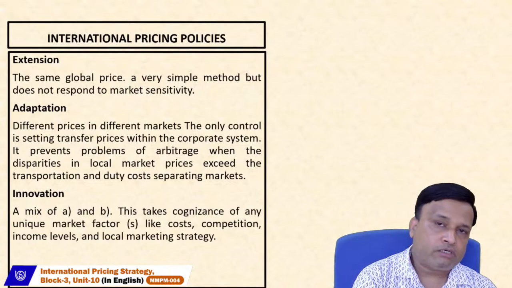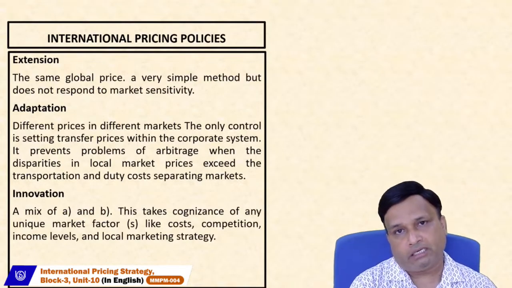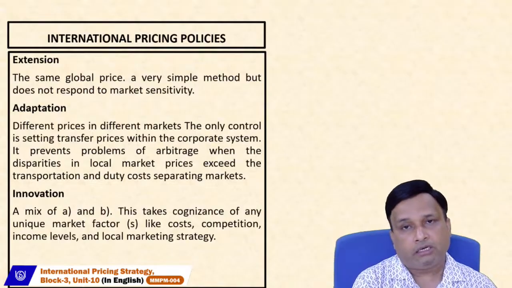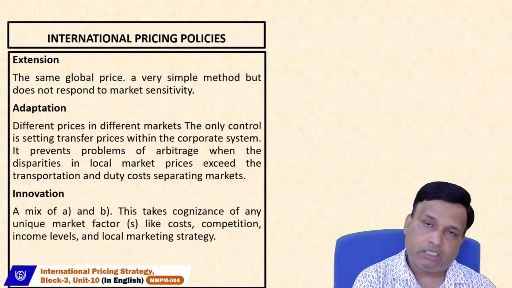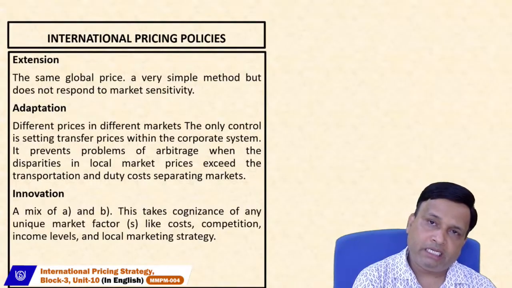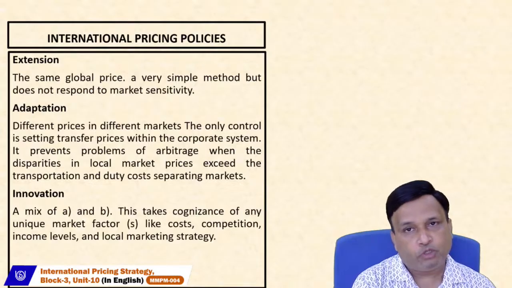So people will not consider that product. If you offer Kellogg's in the Indian market, breakfast cereals at 150 rupees, how many Indians can afford to go for breakfast for 150 rupees?